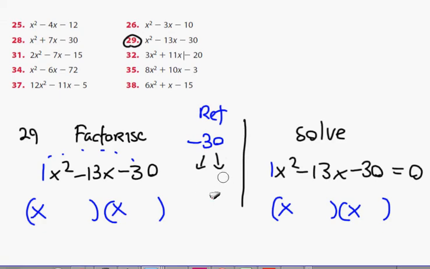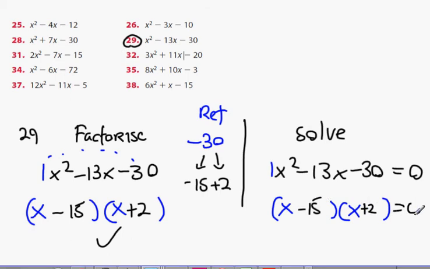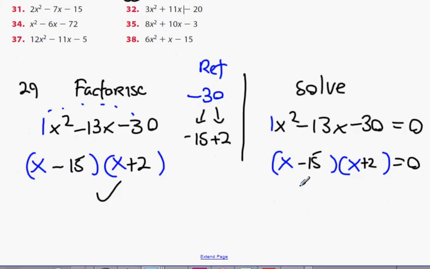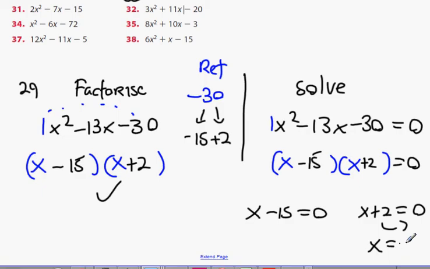Minus 15 and 2. Minus 15 and plus 2, which is correct. Now you've completed the factorized question. However, the solve question has one extra step. The solve question asks you to solve which number is which. So either the first number equals 0 or the second number equals 0, in which case the solve goes over to x equals minus 2, x equals 15. That there is the difference between factorize and solve question.